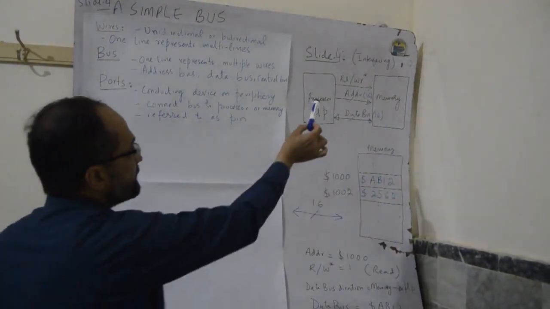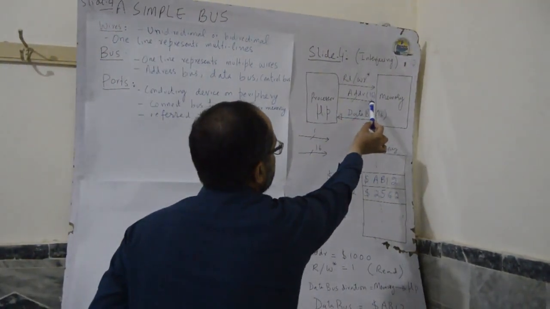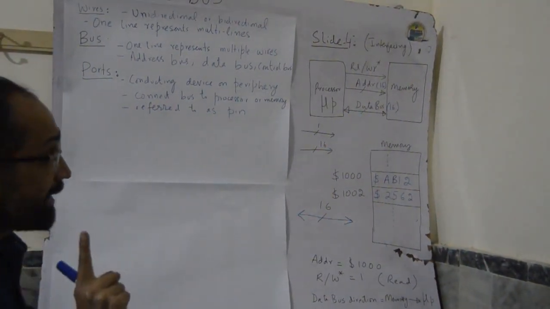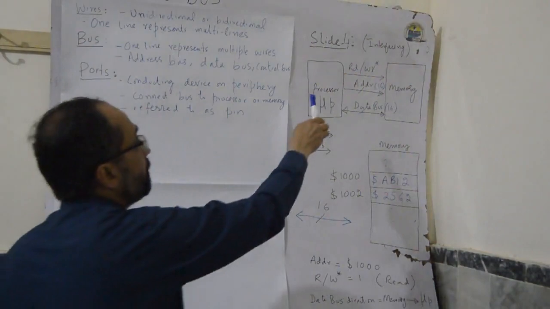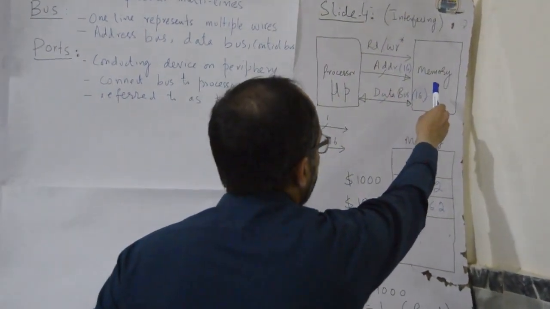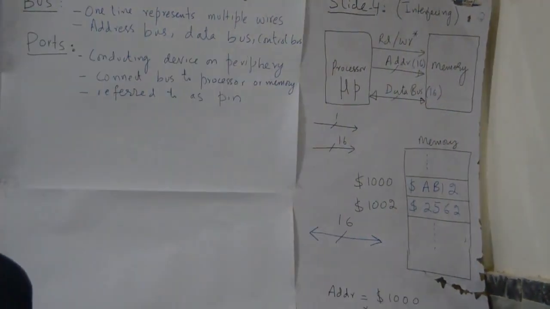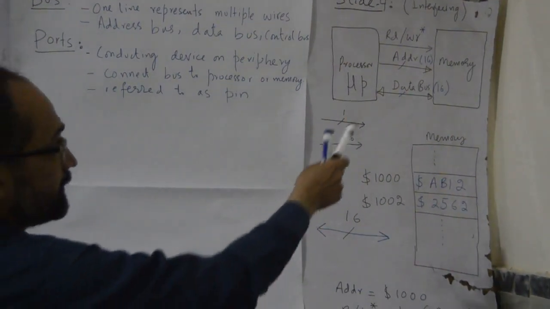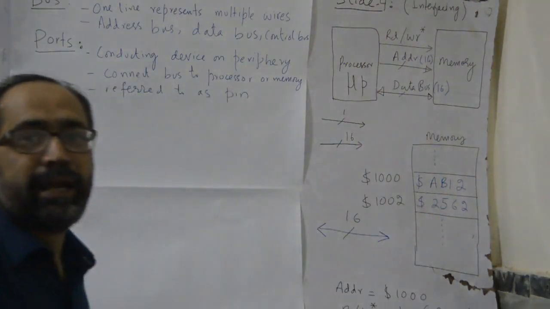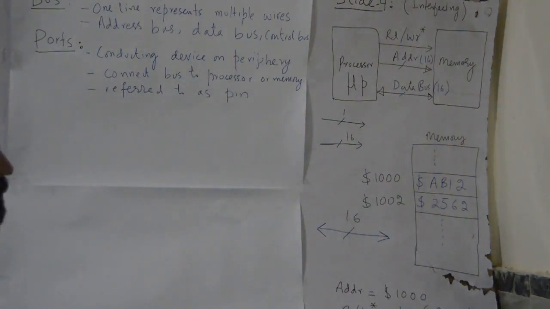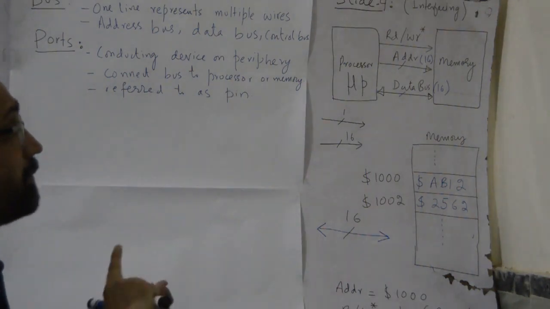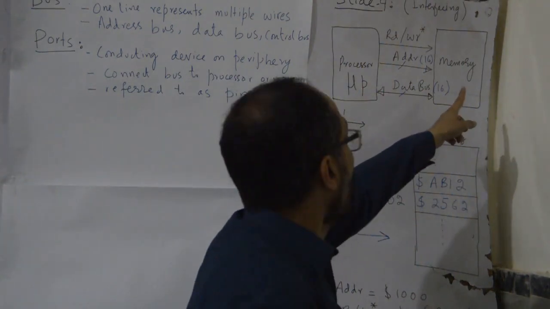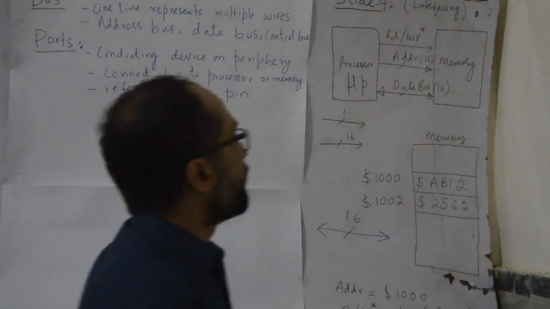Similarly, this second bus is the address bus. It is unidirectional. The direction is from microprocessor to memory and it consists of 16 lines. The third bus, the data bus, is bidirectional, and the direction can be in both ways. The direction can be from microprocessor to memory or from memory to microprocessor.